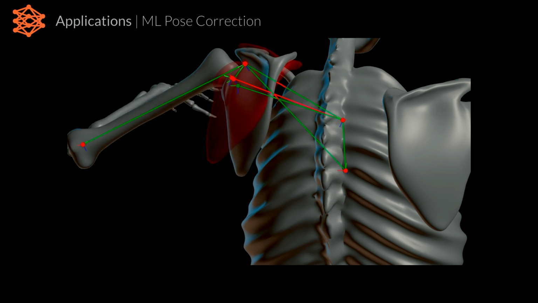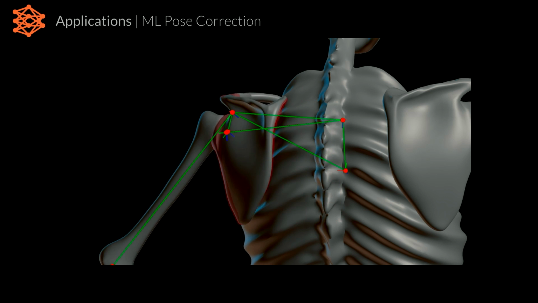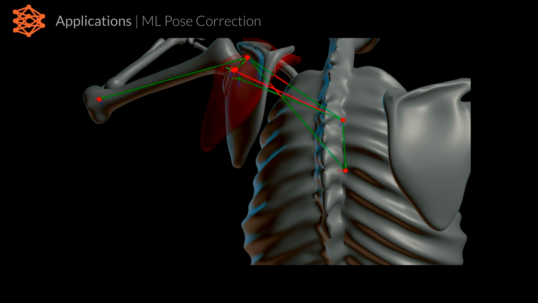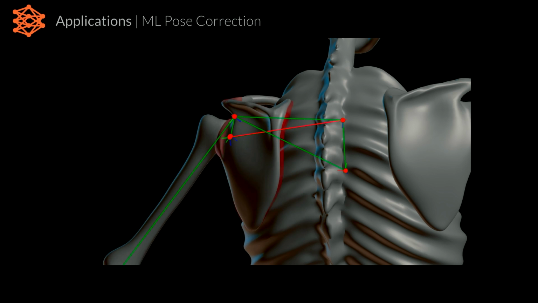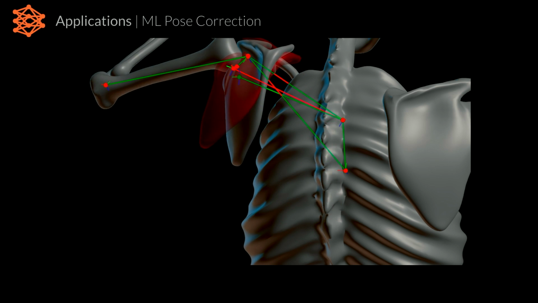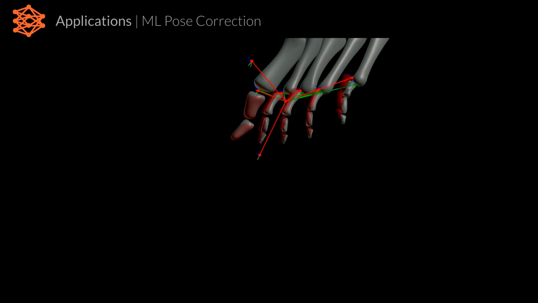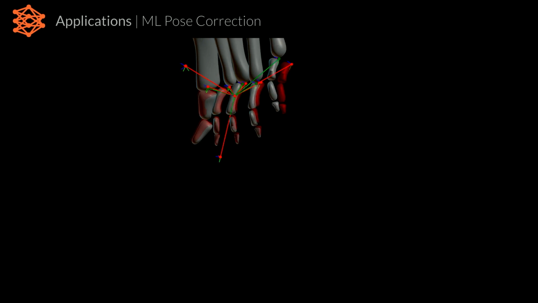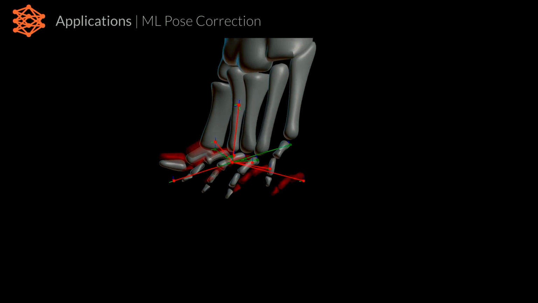Here's another example of post correction using the shoulder blade. So the shoulder blade is sort of floating and it gets fixed by the post correction. And here we see the toes. The toes are sort of floating in a weird way in space and are getting corrected.